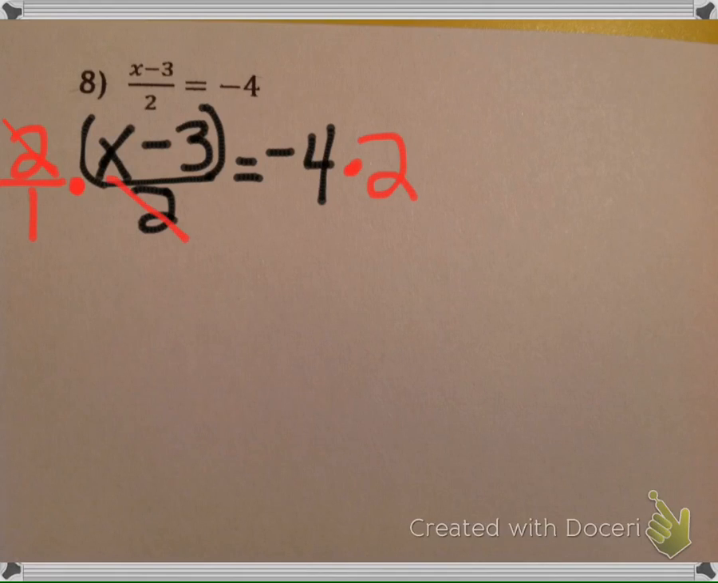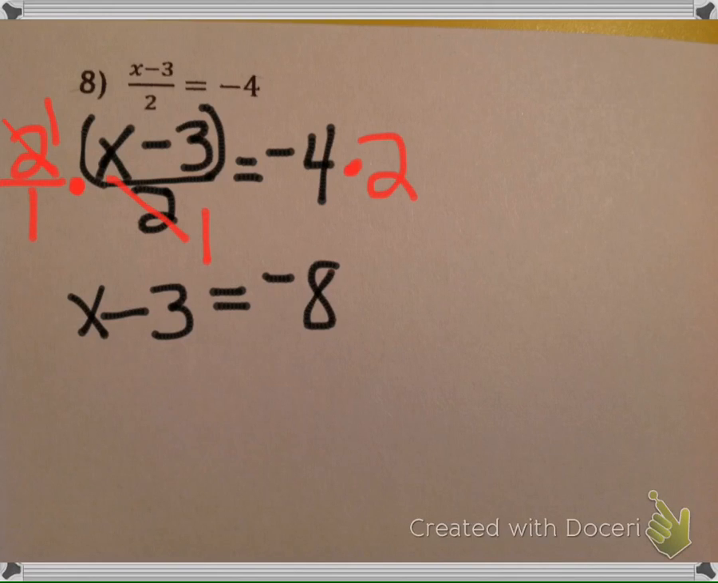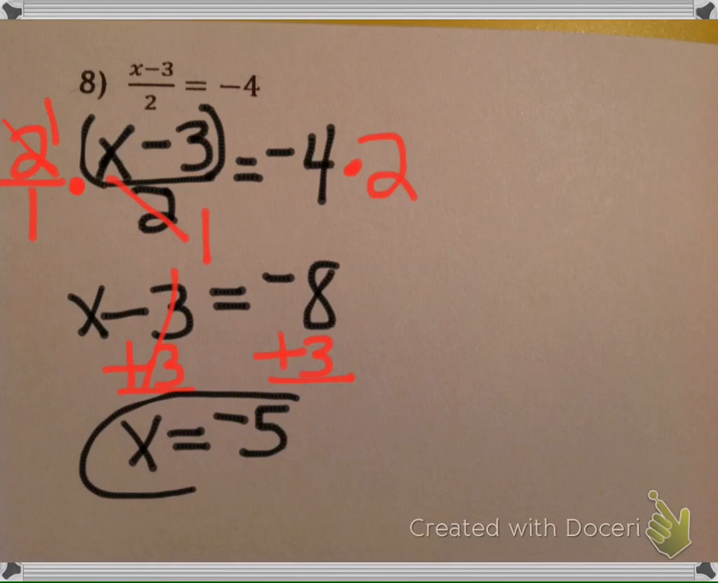Over here, my 2's cross cancel out. I'm left with 1, x minus 3. And then negative 4 times 2 is a negative 8. Okay, now I need to get rid of the negative 3. In order to get rid of the negative 3, or the minus 3, I'm going to add 3. Whatever I do to one side, I have to do to the other. Okay, so on the left-hand side, I'm left with x equals negative 5. Negative 8 plus 3, that's different sign, subtract, and 8's the larger number. So it's a negative 5.